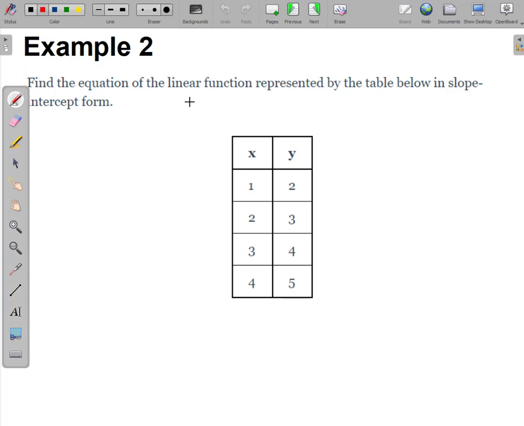Example 2, find the equation of the linear function represented by the table below in slope-intercept form. So just a quick reminder, slope-intercept form is y equals mx plus b. We want to first find our m value, so I'm going to put m is equal to. Now, just to clarify, let's do the top: y2 minus y1 over x2 minus x1. That's the formula. I'm just not putting the y's and the x's because I like to save some time.